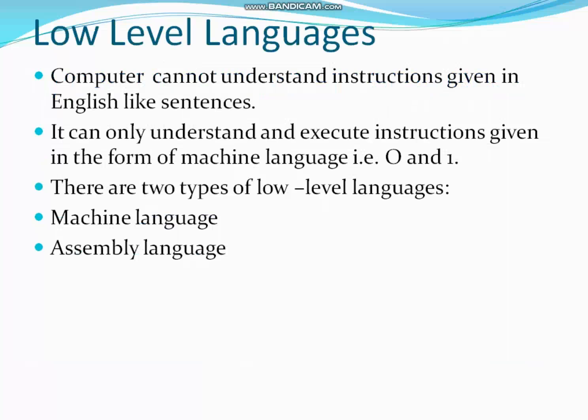You all know that computer understands only the language of 0 and 1. So this is a language that consists of 0 and 1. So computer cannot understand instructions given in English-like sentences. It can only understand and execute instructions given in the form of machine language, that is 0 and 1. There are two types of low level languages: machine language and assembly language.